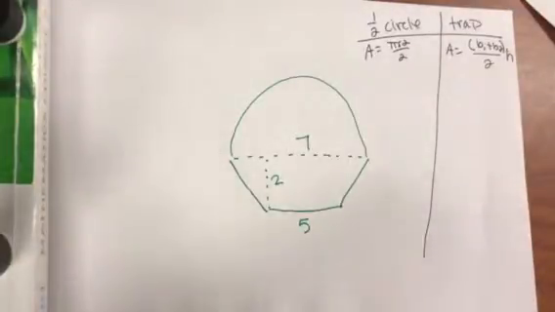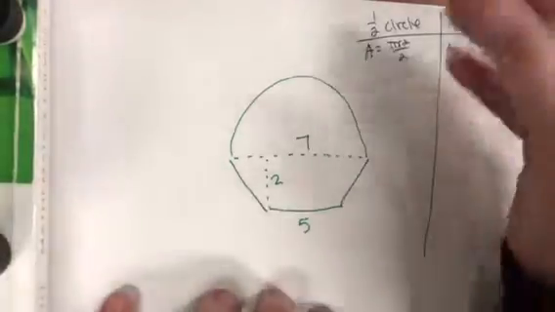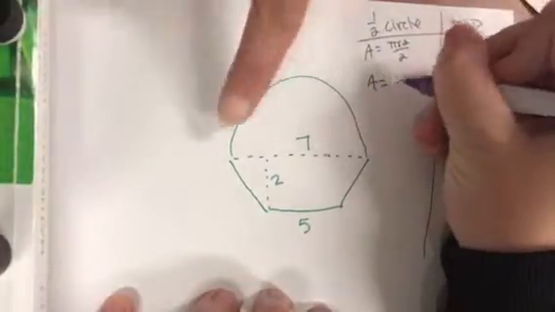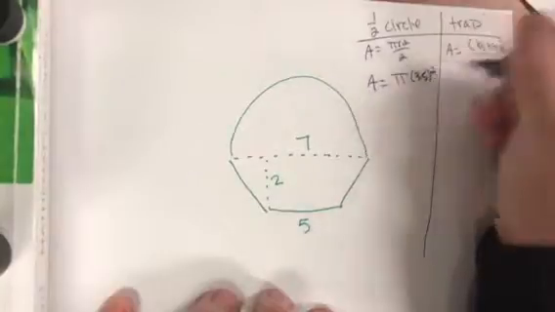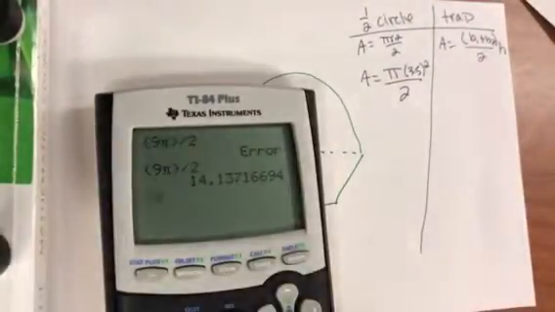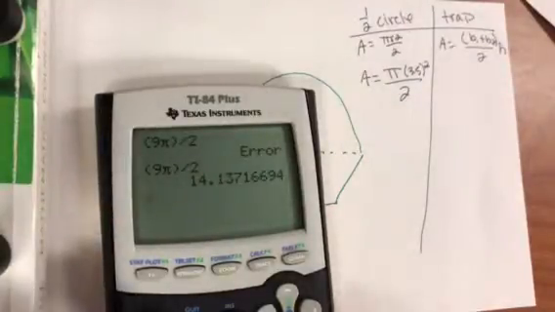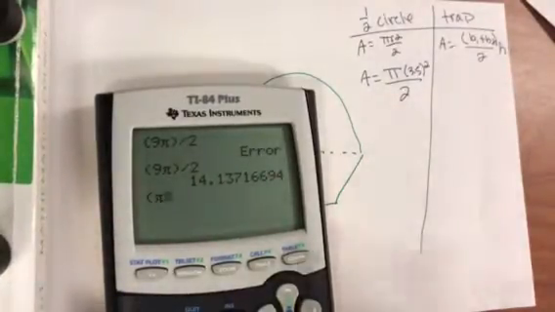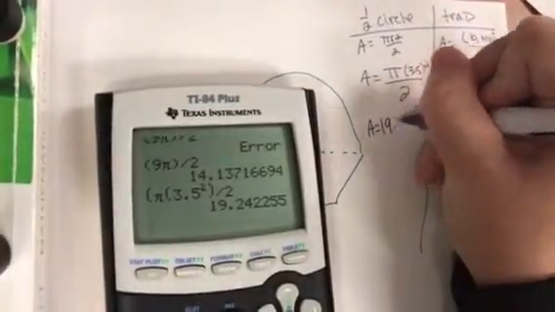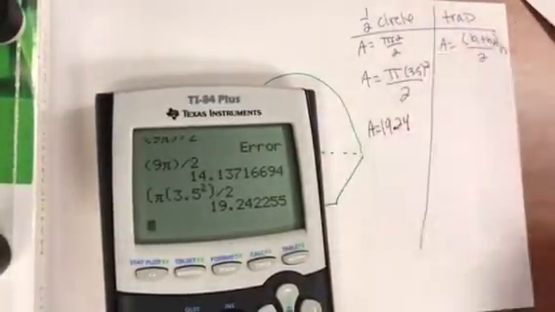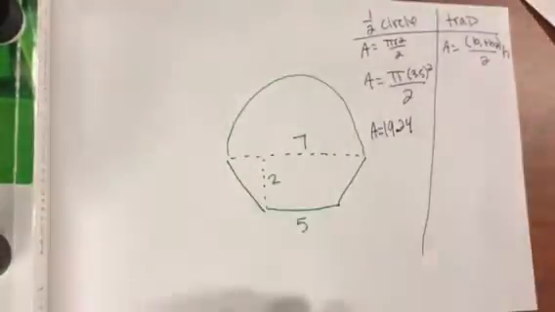So what is the radius of my circle? Well, it's 7 all the way across, which is my diameter, so therefore it's going to be 3.5. 3.5 squared divided by 2. Thankfully, we get a handy little calculator. Open parentheses, pi times 3.5 squared, close parentheses, divided by 2. There you go. So area equals 19.24.